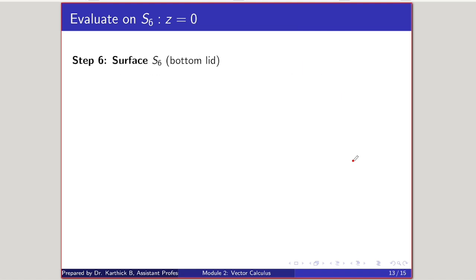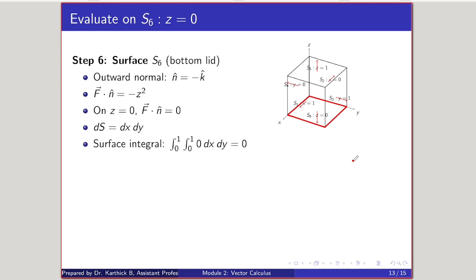Then we move to the sixth surface. The sixth surface will be the bottom lid. So here, if you see this, here it will be 1 comma 1 comma 0. Here this will be 1 comma 0 comma 0. Okay. Here 0 comma 1 comma 0. This will be the origin.